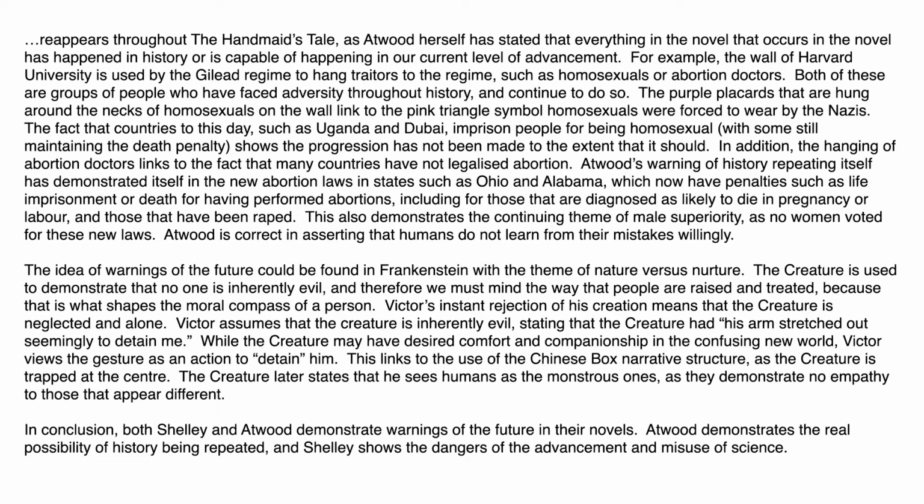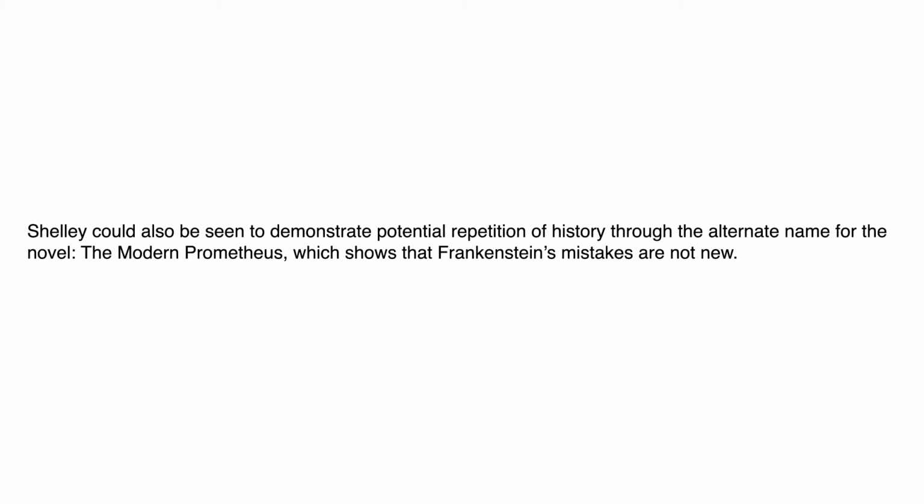In conclusion, both Shelley and Atwood demonstrate warnings of the future in their novels. Atwood demonstrates the real possibility of history being repeated, and Shelley shows the dangers of the advancement and misuse of science. Shelley could also be seen to demonstrate potential repetition of history through the alternate name for the novel, The Modern Prometheus, which shows that Frankenstein's mistakes are not new.